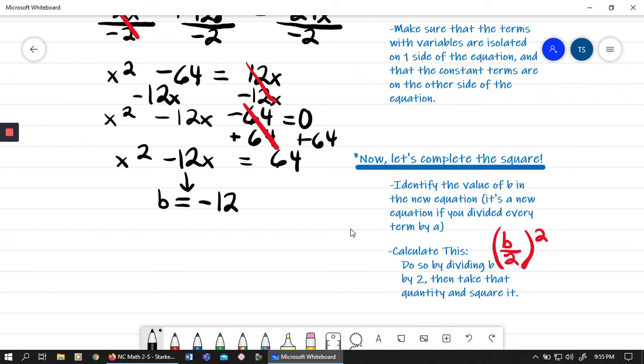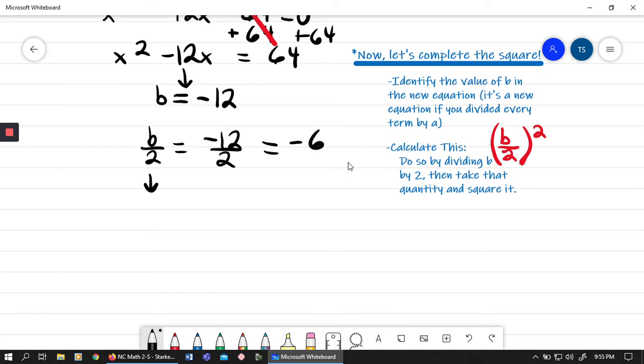What we need to do is calculate b divided by 2, and we need to square that number. So b divided by 2 is negative 6, and then we need to square that number. So that's b divided by 2 squared, which is technically negative 6 squared, which is positive 36.